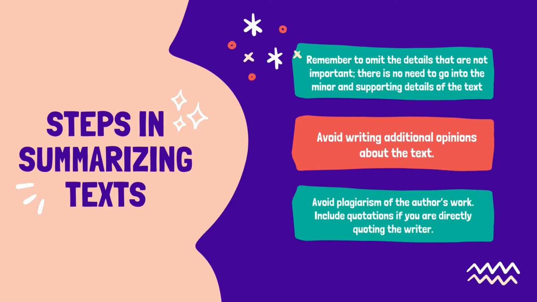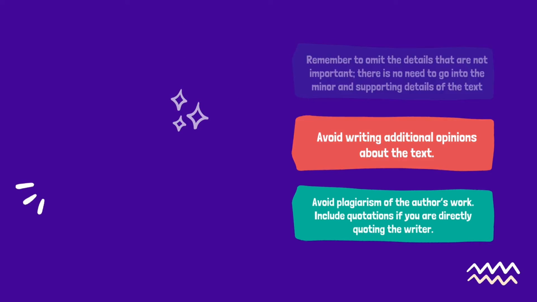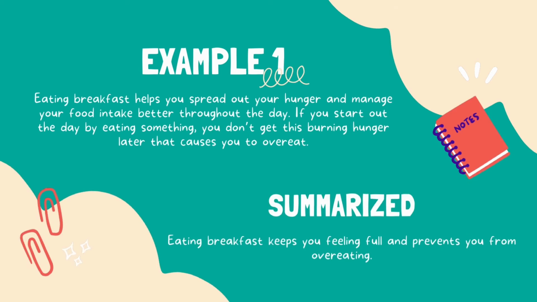So that's all for the steps in summarizing texts. So, this is example number 1. Eating breakfast helps you spread out your hunger and manage your food intake better throughout the day. If you start out the day by eating something, you don't get this burning hunger later that causes you to overeat. Summarize. Eating breakfast keeps you feeling full and prevents you from overeating.